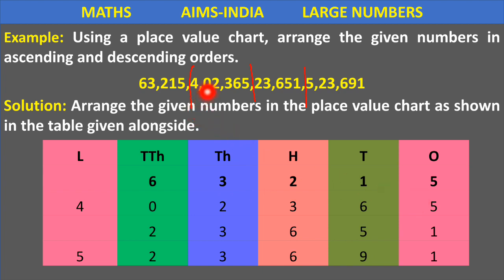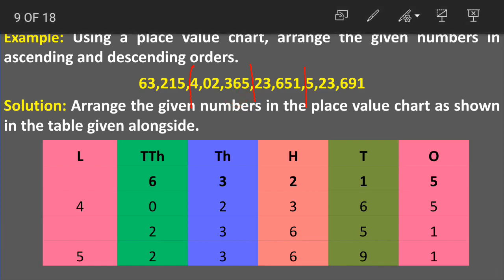63215 here. Next number is 4,02,365. You can simply start writing the numbers from the right side. The first number from the right side is 5. So write 5 in the ones place. Then we have 6. So write 6. Then we have 3. Then we have 2. Then we have 0. And then we have 4.